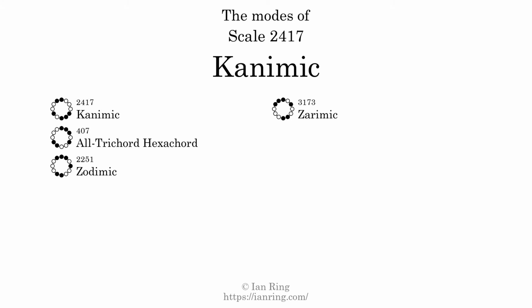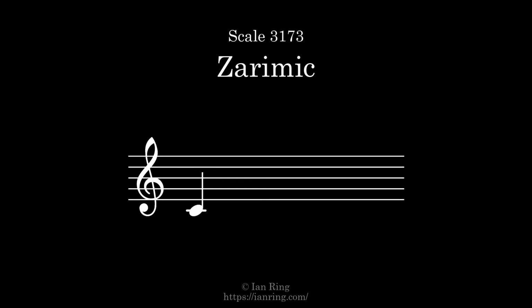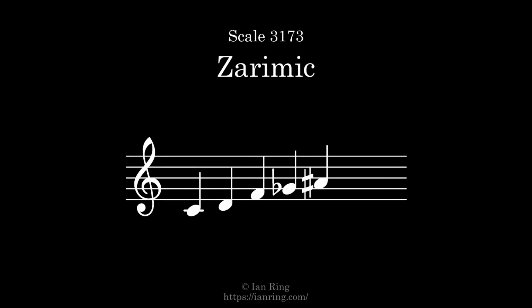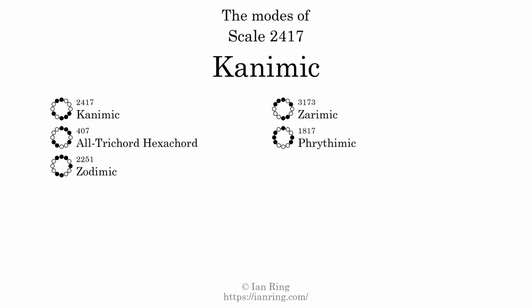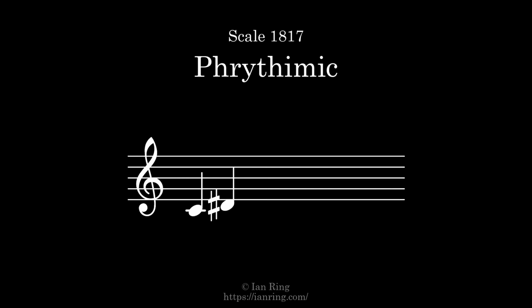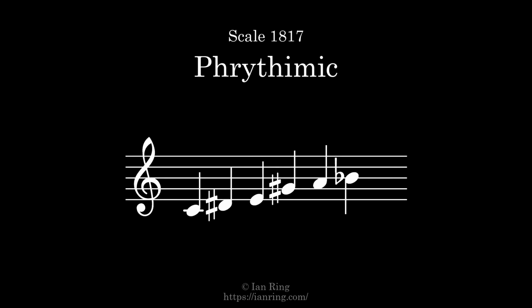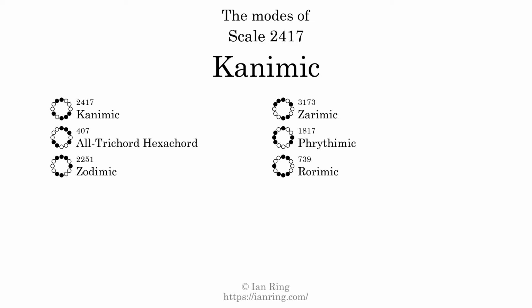The fourth mode is scale 3173, also known as Kanimic. It sounds like this. The fifth mode is scale 1817, also known as Kanimic. It sounds like this. The sixth and last mode is scale 739. Also known as Kanimic. It sounds like this.